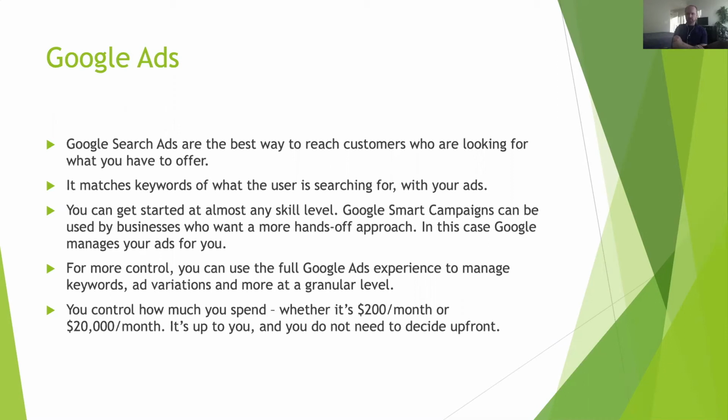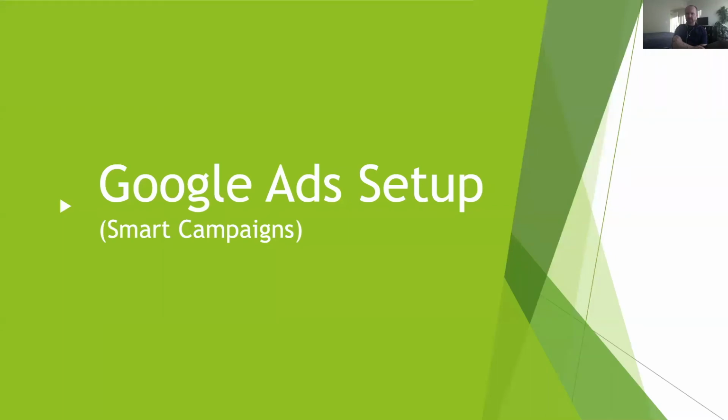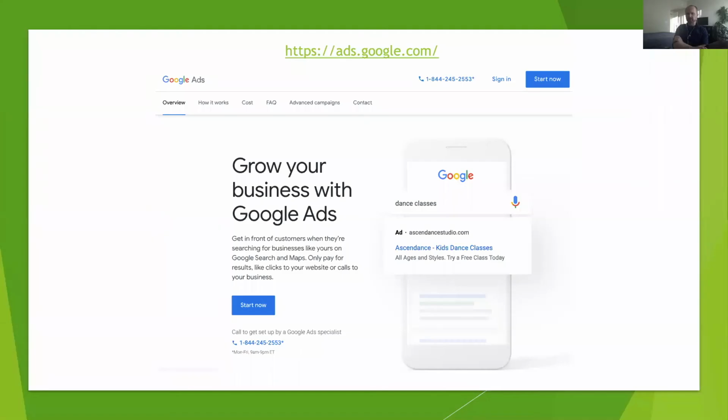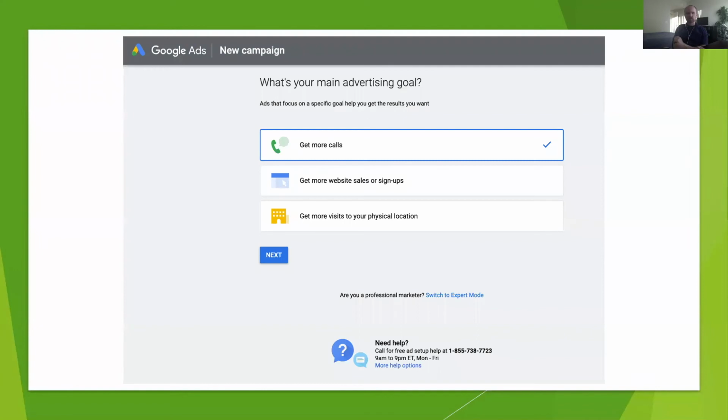And then I'm going to run through the steps real quick here, just to show you an example of setting up Google Ads using what I mentioned earlier, Smart Campaigns, which is the automated approach to Google Ads. So the first thing you'll typically do is you'll go to ads.google.com. You'll need to either sign up for a Google account, or if you already have one, you can use an existing Google account. It will then ask you what your goal is.